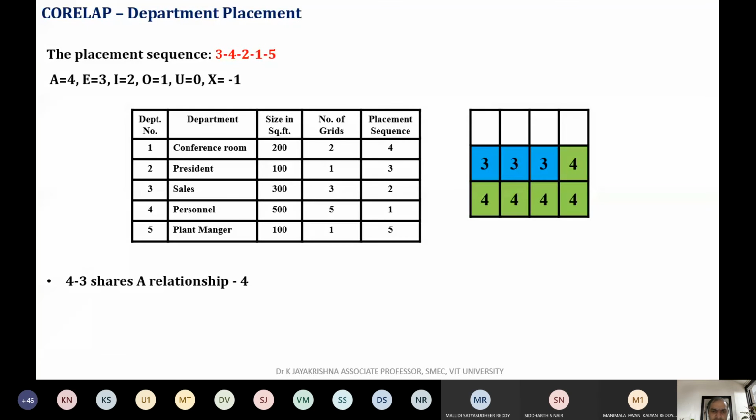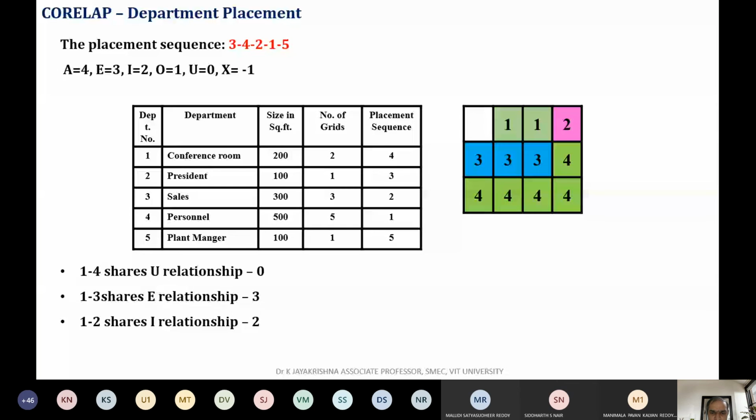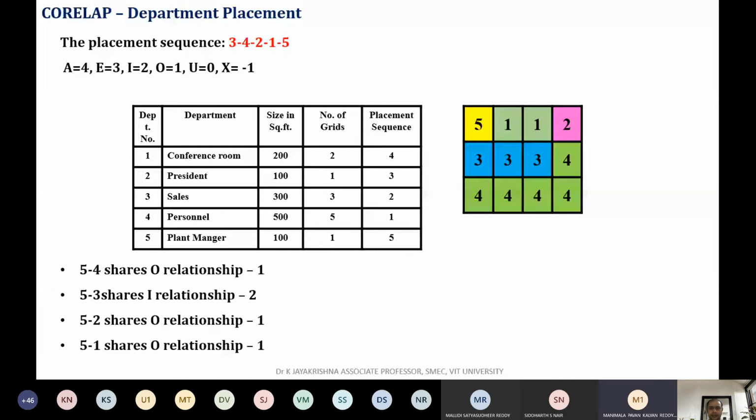Okay, what is the next department to be placed based upon this placement sequence? 2, sir. How many grids? 1, sir. 1 grid. What is the next department to be placed based upon this ranking? 1, sir. How many grids? 2, sir. 2. Obviously, the left-out department is the 5th department, and the number of grids is 1. Done, sir. Okay, that's how we do this core lab problem.